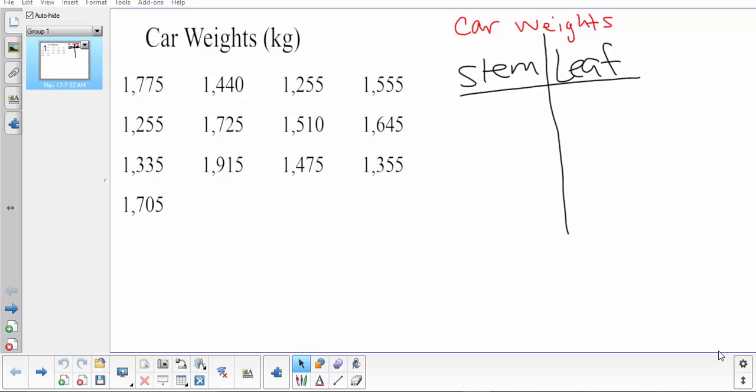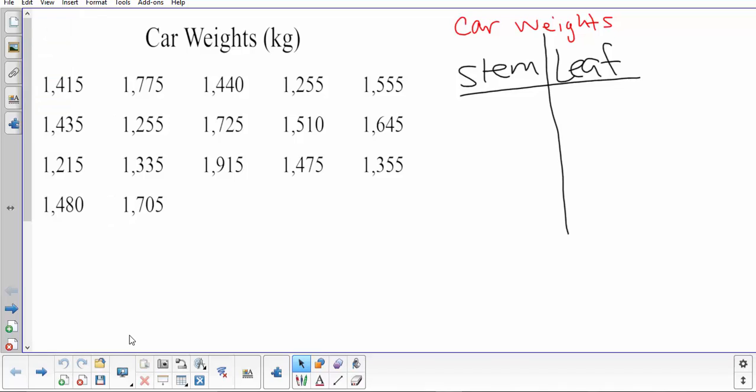In this video, I'm going to show you how to make a stem and leaf plot when your data is more than 2 digits long. If your data is 2 digits, it's not difficult. The tens digit becomes the stem, the ones digit becomes the leaf, nothing really too complicated. In this case, I have numbers, car weights, that are 4 digits long.